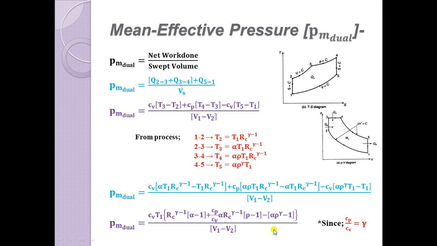And we know the relation for gamma as Cp over Cv. So we are going to replace Cp with gamma Cv, which is done in the next expression. Finally we will get Cv into T1 Rc^gamma into (alpha minus 1 plus gamma alpha (rho minus 1)) minus Rc into (1 minus gamma alpha rho^gamma minus 1) over V1 minus V2.